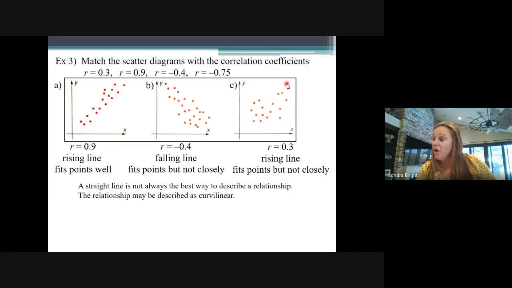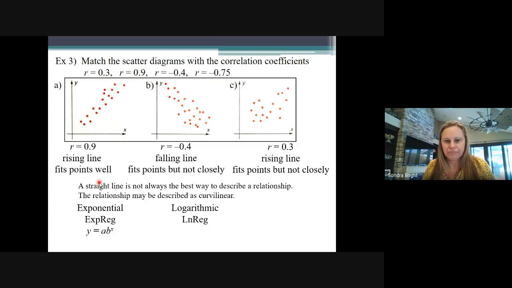So a straight line is not always the best way to describe a relationship. A lot of times we do find a linear regression and a linear relationship, but not always. The relationship may be described as curvilinear, which we gave you those examples in the beginning of this lesson. You could have an exponential, and your calculator will do that. It's called ExpReg, and that's if your x would be up there in the exponent. So if you get an exponential, right, then you'll use that. You could have logarithmic. That's if they kind of curve this way.